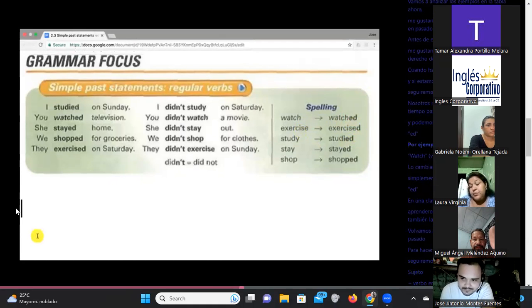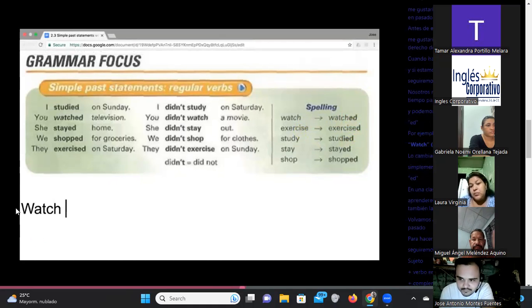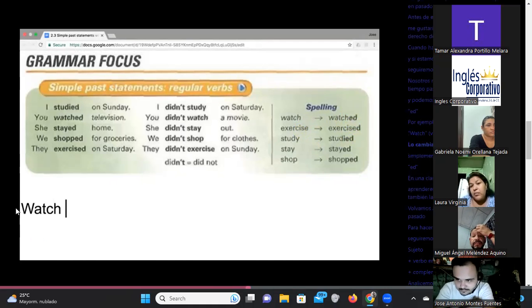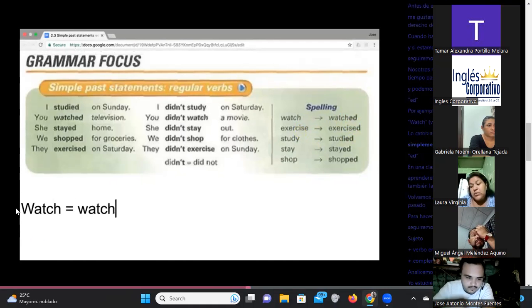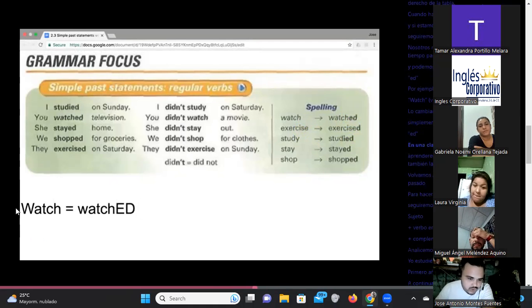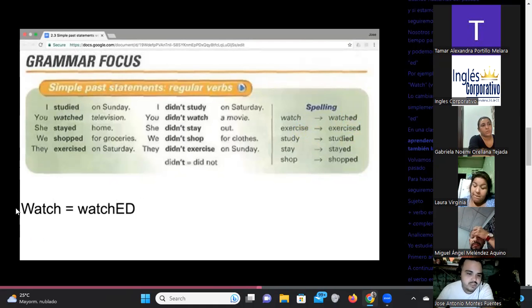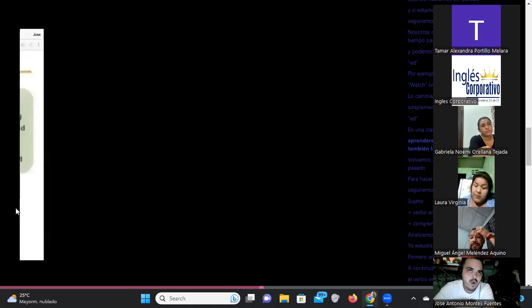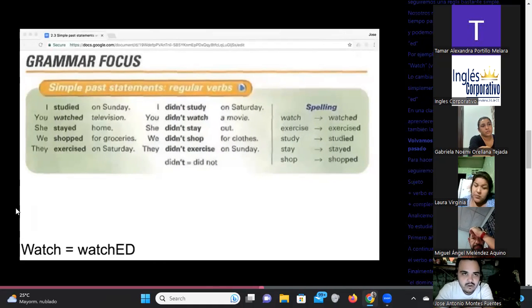For example, the verb watch. We will change it to the past by simply adding ed. On a different class, we'll learn how to pronounce these verbs and also the spelling rules. Let's go back to making positive statements in the past tense.